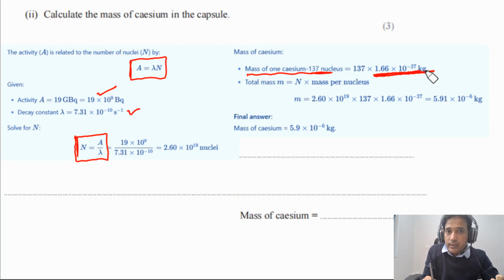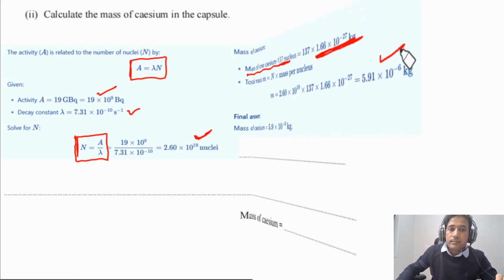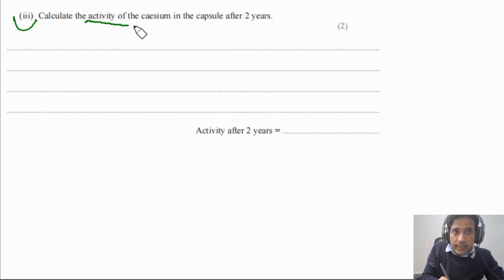This is the mass of one nucleon, and then we multiply by the total number of nucleons. So this is the total number of nuclei of cesium in the sample, and this is our final answer. For the third part, we need to calculate the activity of the cesium in the capsule after 2 years.